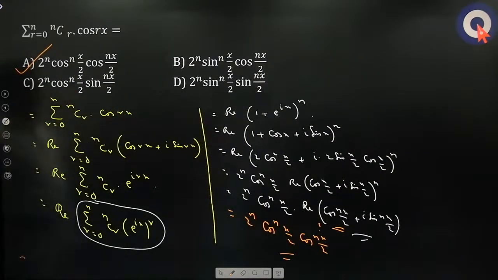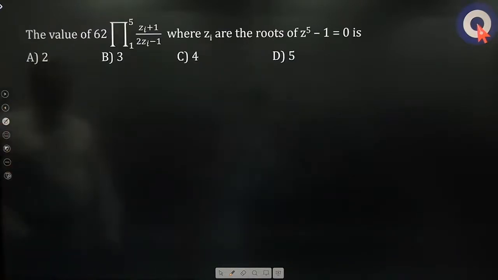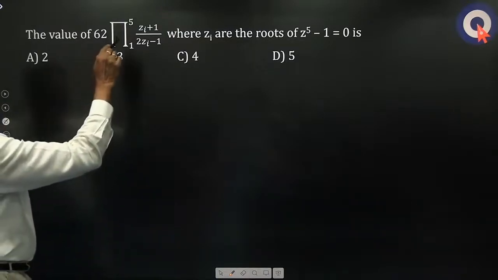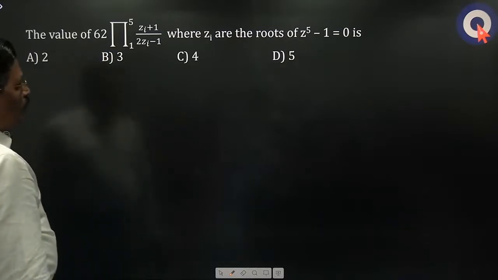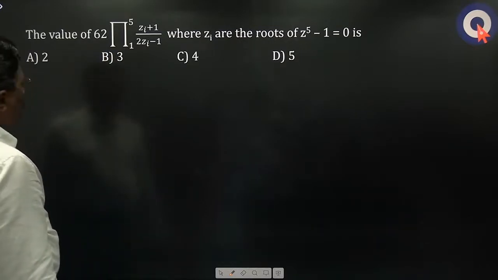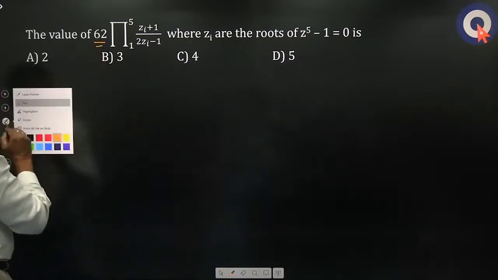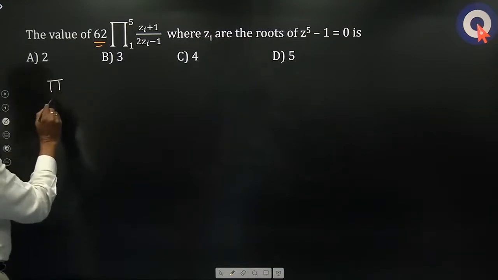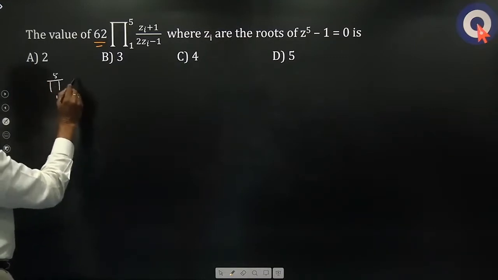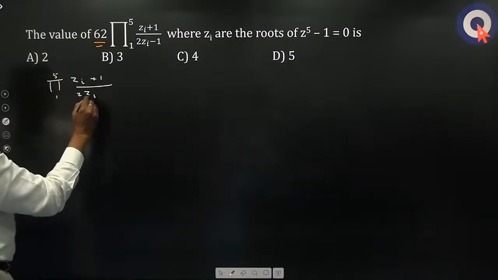All right, we shall now move on to the next problem. The value of 62 into the continuous product of (zi plus 1) by (2 zi minus 1), where zi are the roots of z power 5 minus 1 is equal to 0. All right. So 62 we can take care of later. So here, product over i is equal to 1 to 5 of (zi plus 1) by (2 zi minus 1).